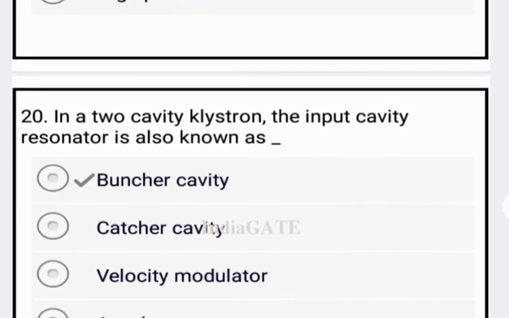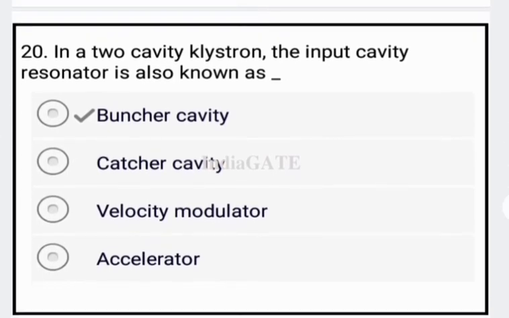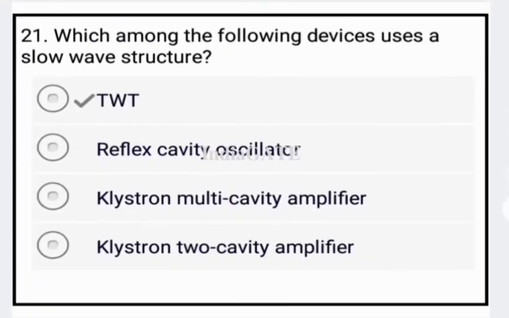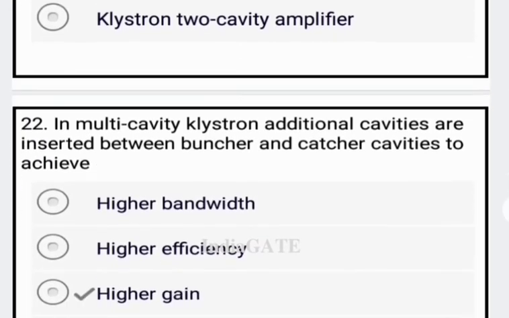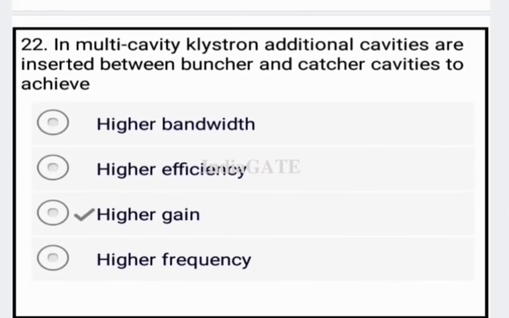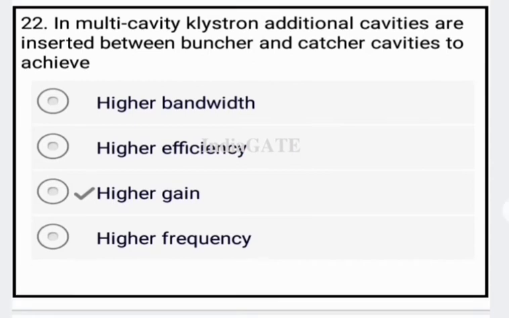Next question, in a two cavity klystron, the input cavity resonator is also known as the buncher cavity. Option A is your correct answer. Next question, which among the following devices uses a slow wave structure? So option A is correct, that is TWT. Next question, in a multi-cavity klystron, additional cavities are inserted between the buncher and catcher cavity to achieve high gain. So option C is your correct answer.